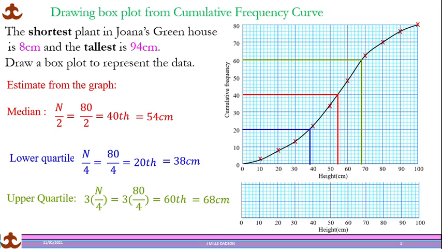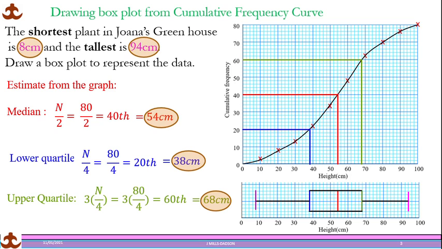Smallest and biggest are given. We work out the median, lower quartile, and the upper quartile. All we need to do is to plot the numbers. So 8 cm, we mark it. The median, 54, we mark it. Lower quartile, 38. Upper quartile, 68. Then the biggest or the tallest number, 94. Then complete the box plot.